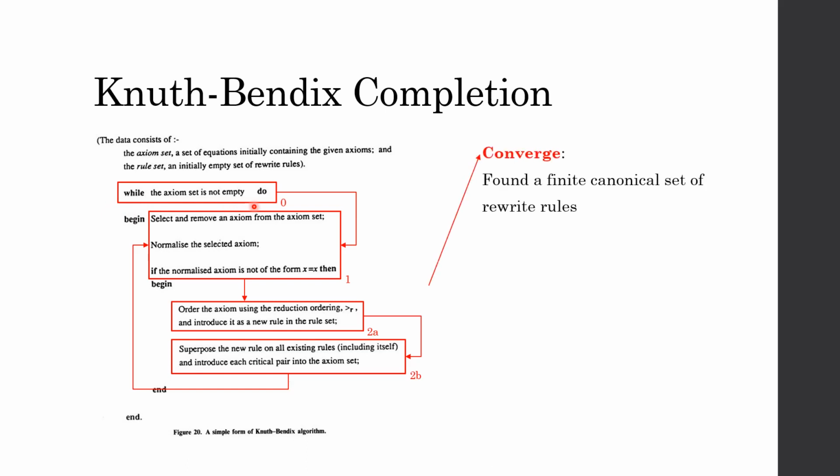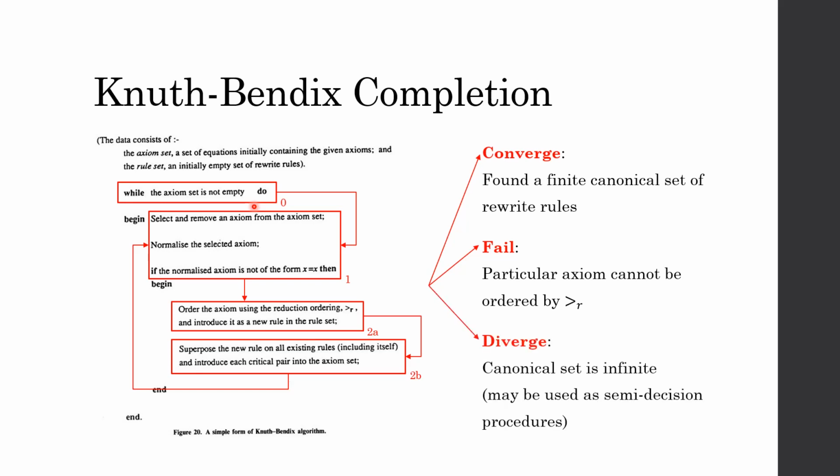So what are the outcomes? One is to converge. When the algorithm converges, it means that you have found a finite canonical set of rewrite rules. Fail: if a particular axiom cannot be ordered by the reduction ordering, which I will show you an example of later. And finally, to diverge: the canonical set is infinite, and this may be used as a semi-decision procedure. Later I'm going to explain more about this.